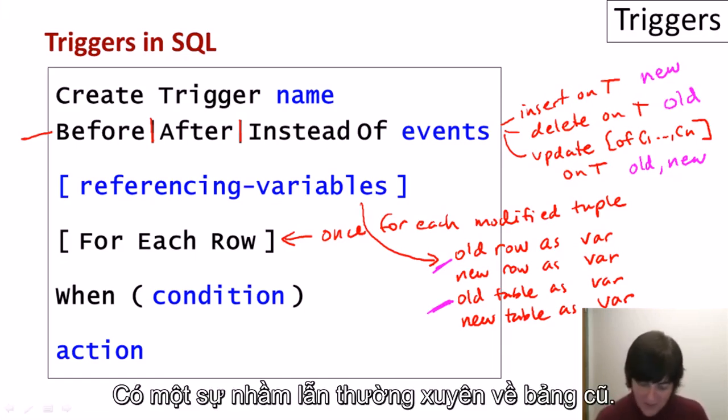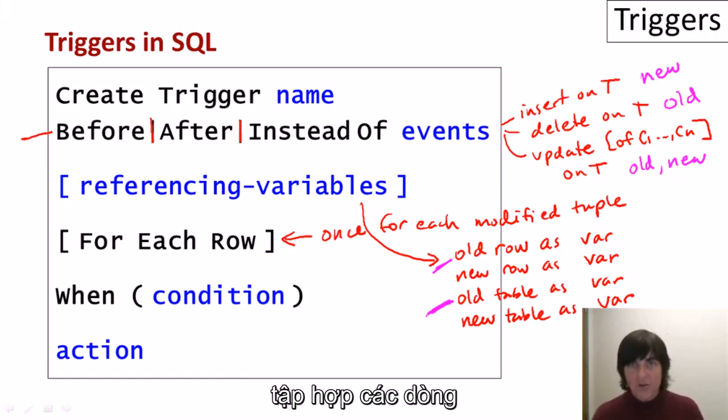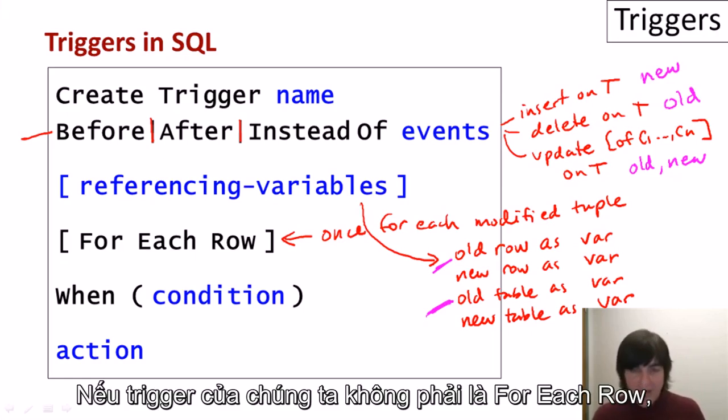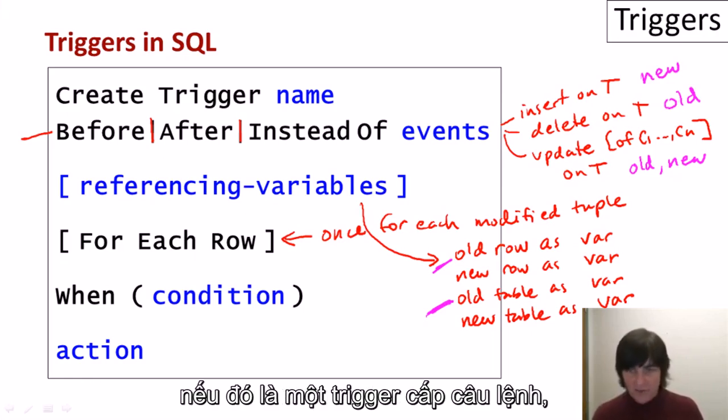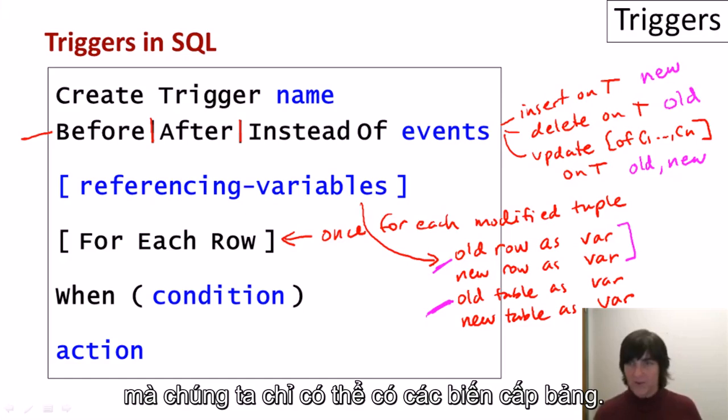Now, there's often a lot of confusion with old table. It's not referring to the old state of the database. It's referring specifically to the set of tuples that were, in this case, deleted. If our trigger is not for each row, if it's a statement level trigger, then we cannot refer to the row level variables, but we only have the table level variables.